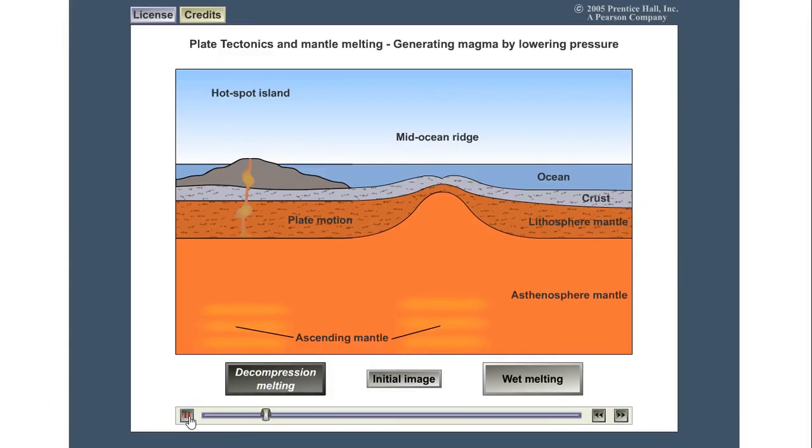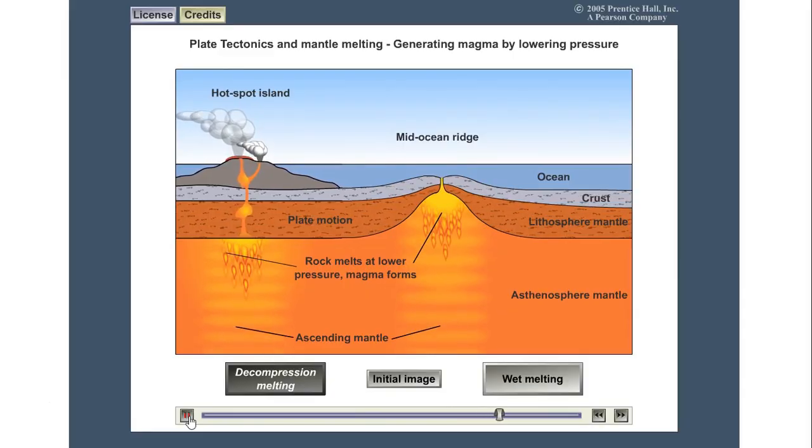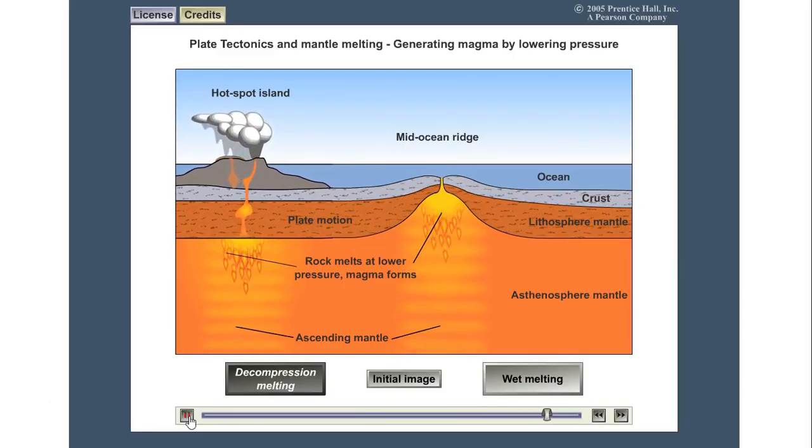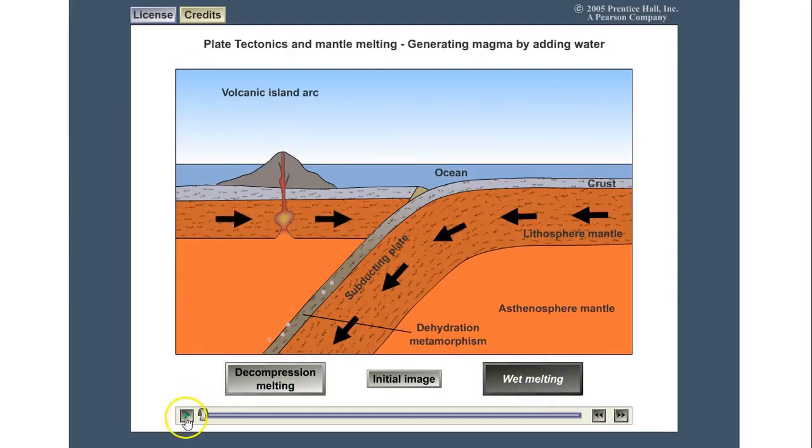As you can see, the asthenosphere, the ascending mantle, because it's hot and less dense, is going to rise. As it starts to rise, the pressure decreases, and that pressure decrease causes melting to occur. And of course, we have magma generation. Then that magma, once it reaches a different environment, is going to crystallize, making igneous rock.